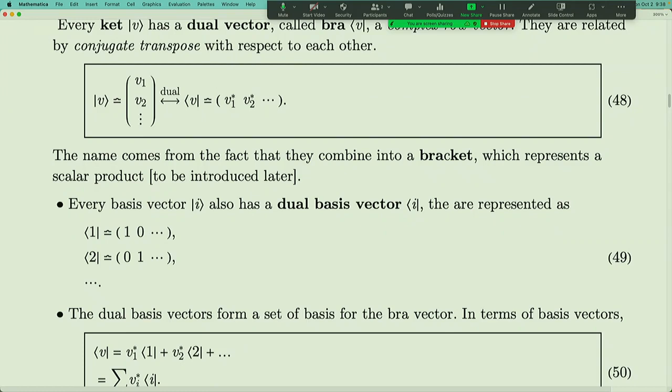So the names bra and ket come from the fact that they combine into a bracket, which we will introduce later. So you can actually take the inner product of the bra vector and the ket vector together. This inner product, or the scalar product, is called a bracket. And it is because people want to use this bracket to basically write down scalar products. So people create this bra and ket simply by splitting this word into bra and ket.